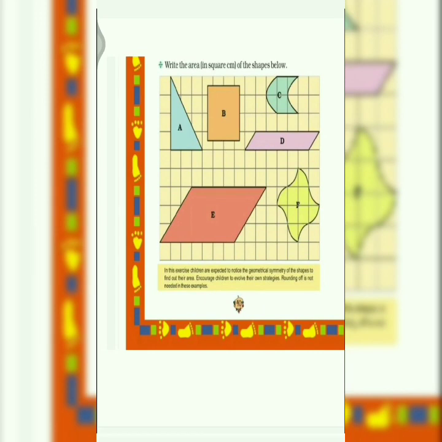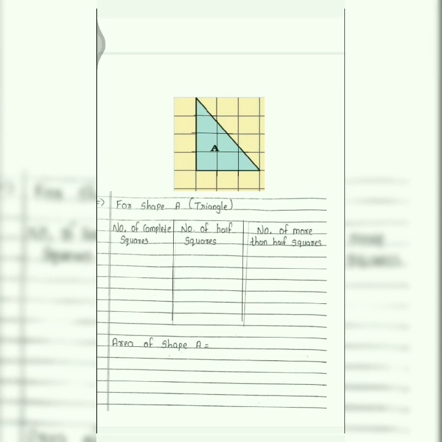Students, now here a few shapes are given, and what we have to do? Write the area in square centimeter of the shapes below. Okay, we will count it by method turn by turn as we were doing in the previous question. Okay, pay attention here. Here the first one is given. Just observe it. Okay. We will start our solution by statements. For shape A, which shape is given?